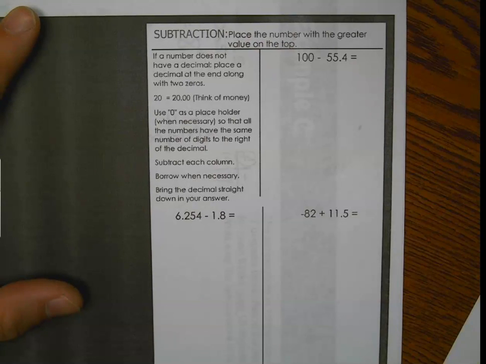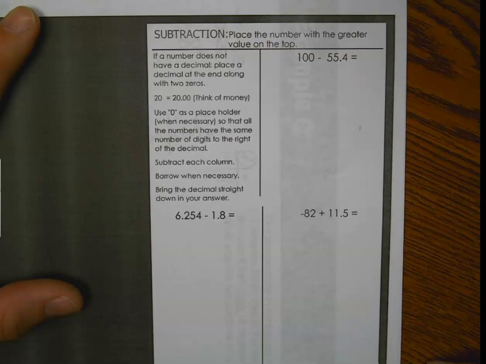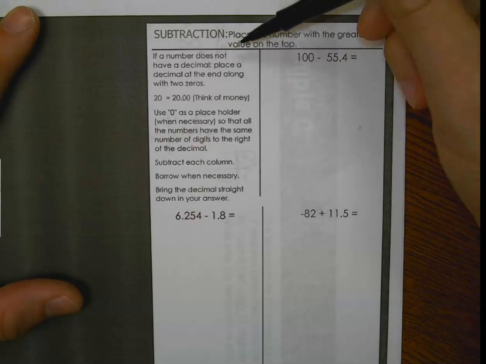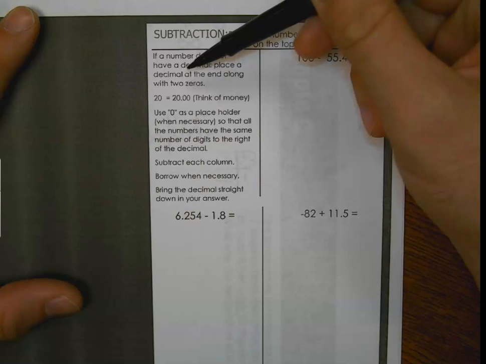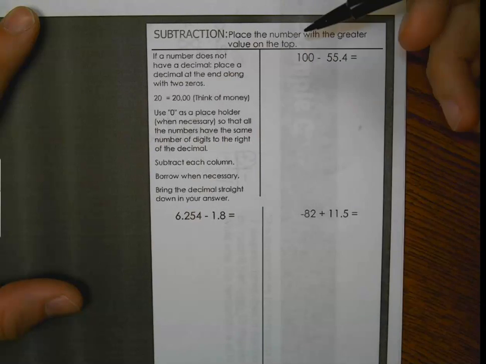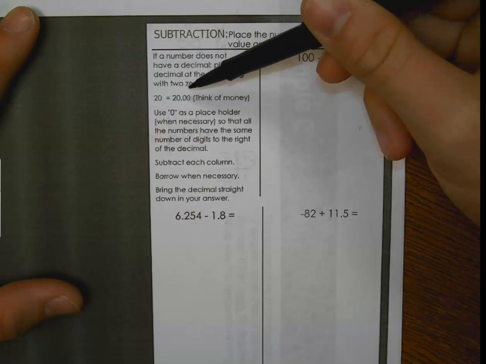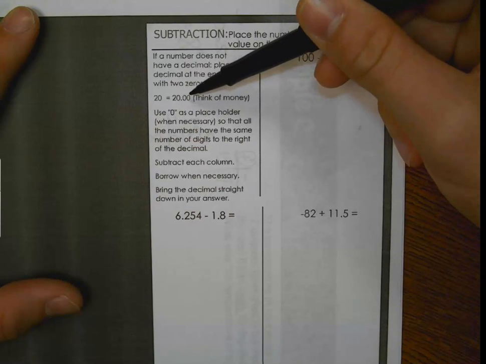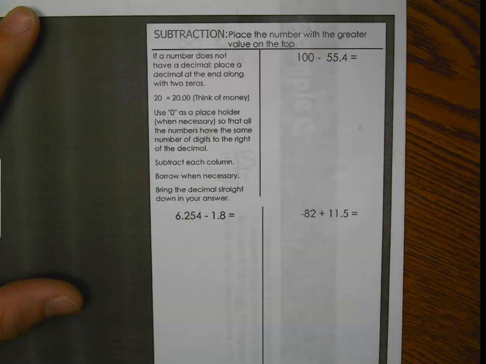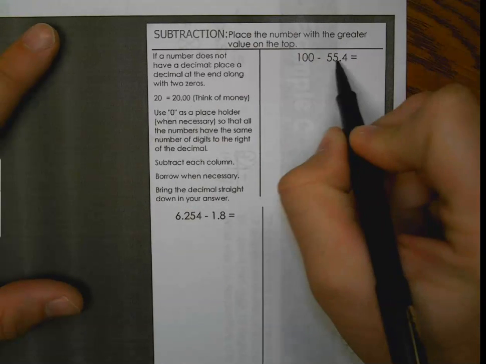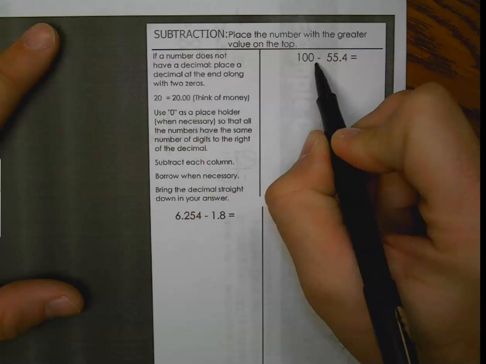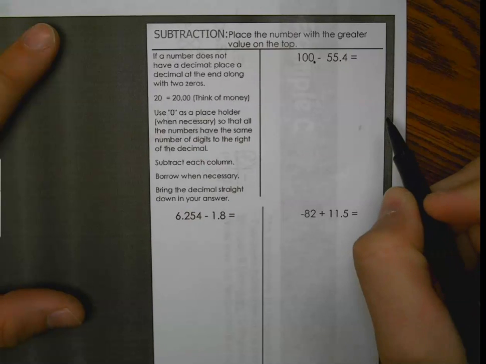Alright, now the subtraction part. It's still the most important thing to line up the decimals. If a number does not have a decimal, place a decimal at the end along with two zeros. So you're doing the same thing. You are putting zeros as the placeholder. This one does not have a decimal, so I'm going to put it at the end.